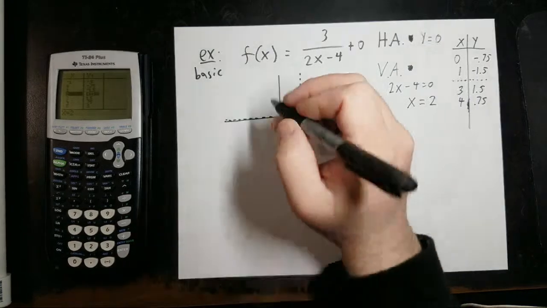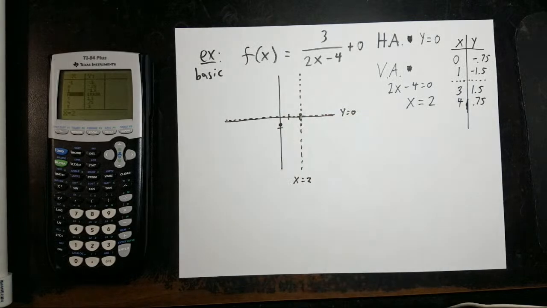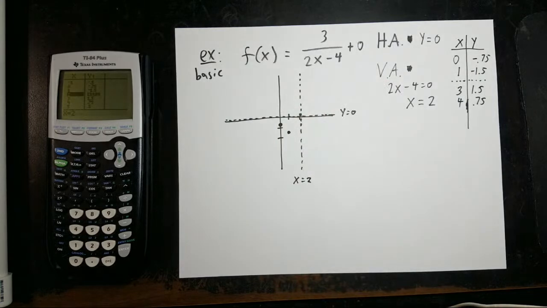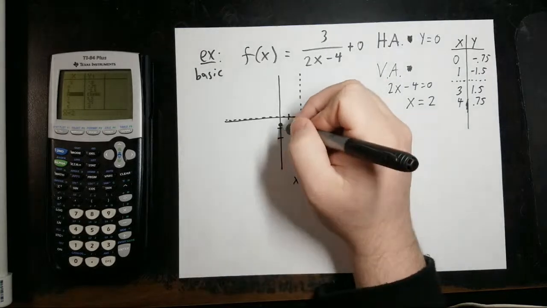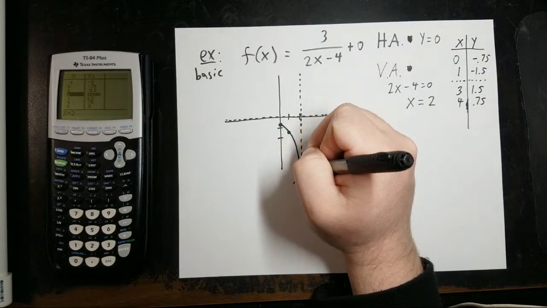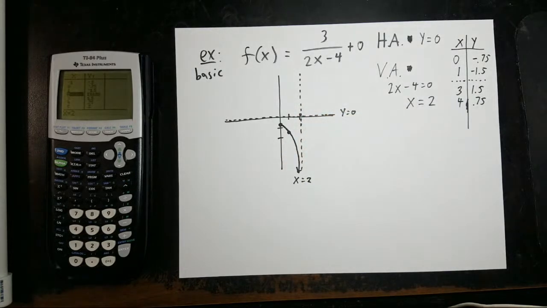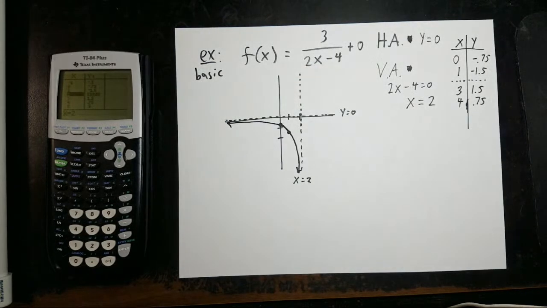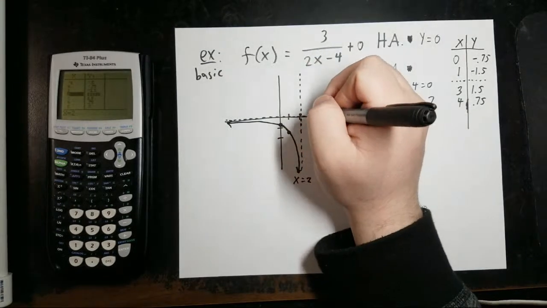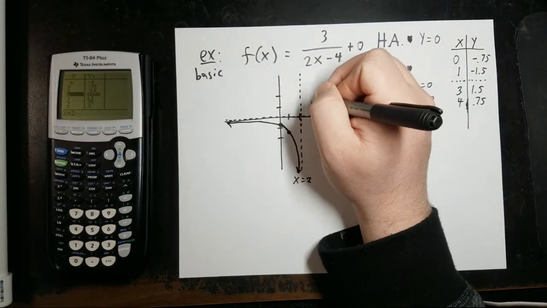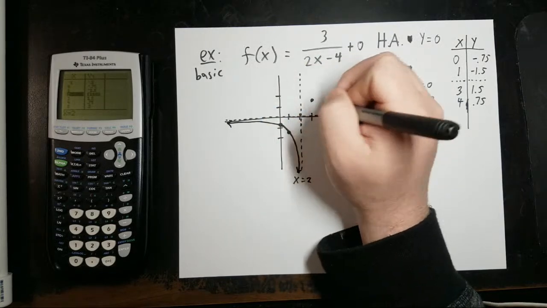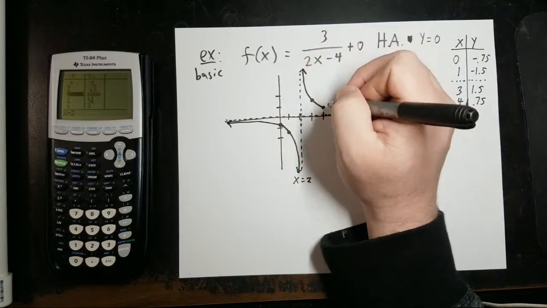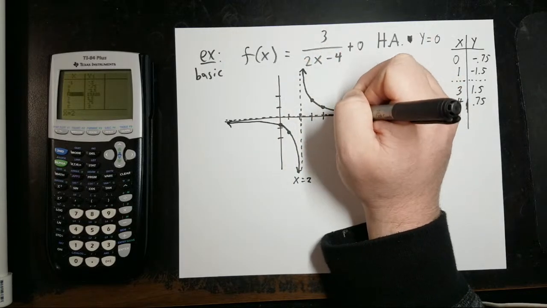Let's plot some of these points. 0 and negative 0.75, 1 and negative 1.5. And you can see what that thing is doing right there. Again, moving to the right, this curve is going to avoid that vertical asymptote. To the left, it's going to flatline and follow that end behavior. 3 and 1.5, and 4 and 0.75. It's going to avoid that vertical asymptote, and it is going to flatline going to the right.